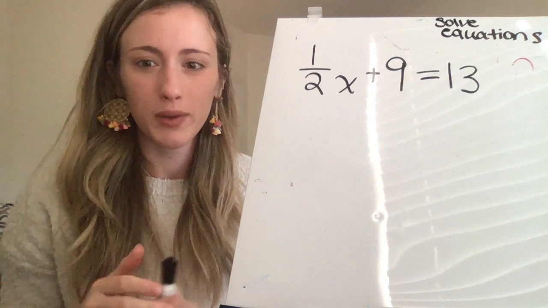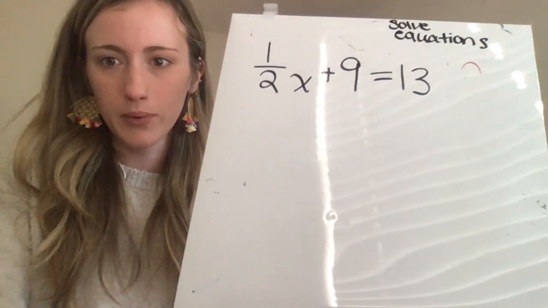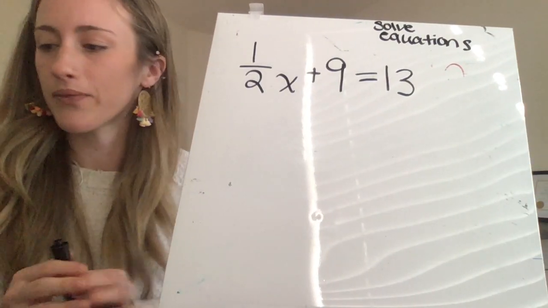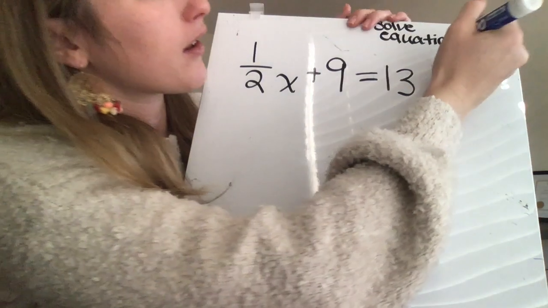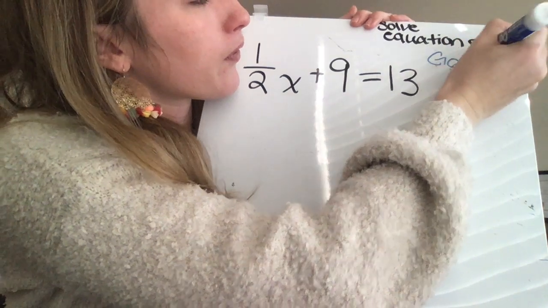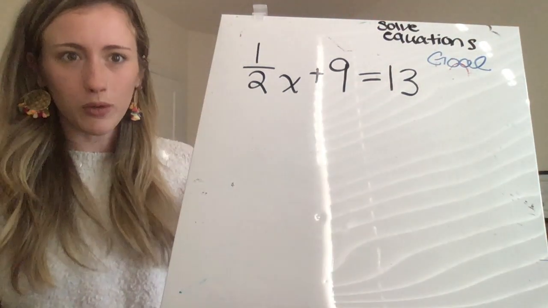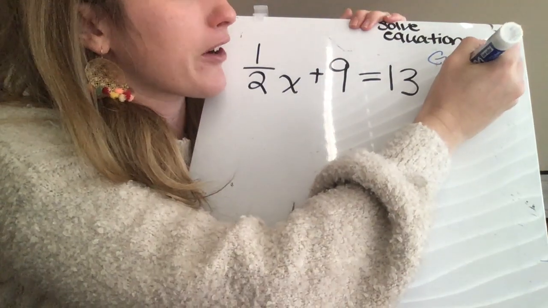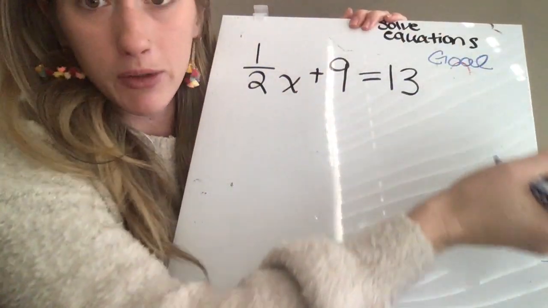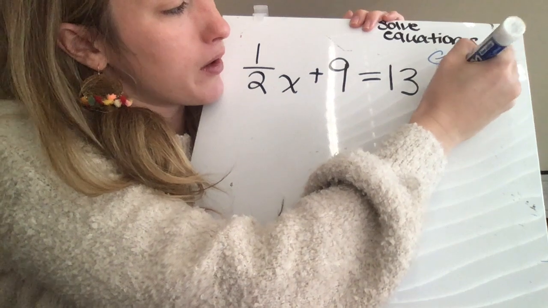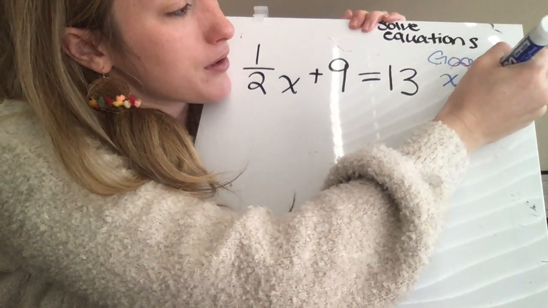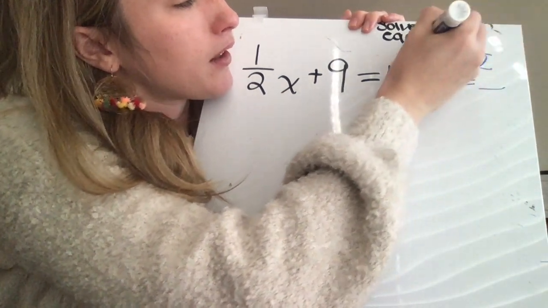Well, what is the goal when solving an equation? Let me make sure my board is good for y'all. Awesome. Okay, what is the goal when solving an equation? The goal. Meaning, like, what is the end goal? What do we want to see? We want to see the variable equals something. In this case, the variable is x. A variable is a letter that represents a number, right? So we want it to say this, x equals a number. That's the end goal.